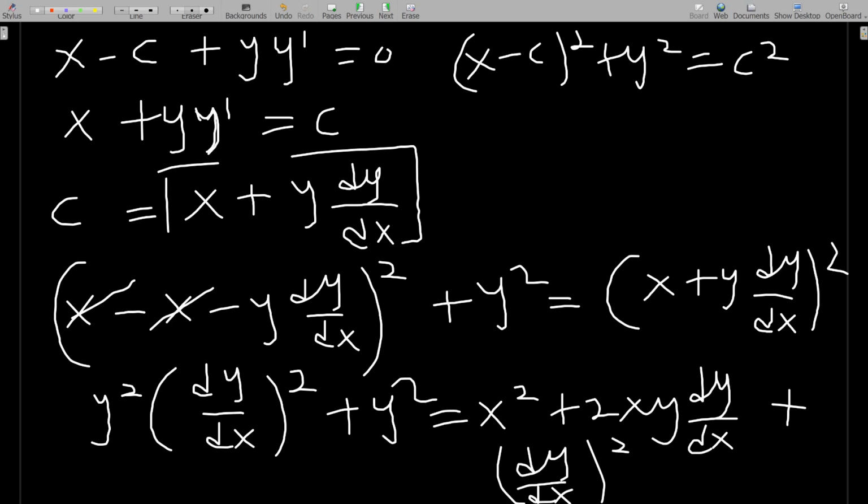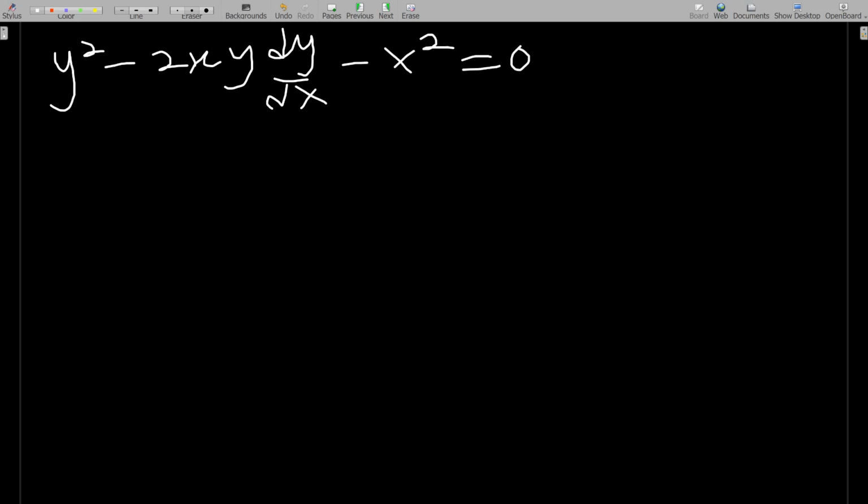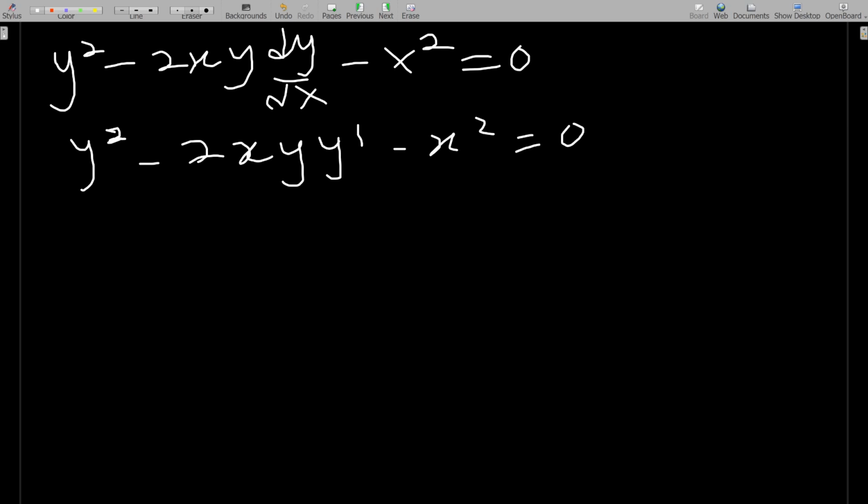So if you simplify, like I've already simplified this, you can group like terms, and when you group like terms and do everything, you have y squared minus 2xy dy/dx minus x squared is equal to 0 to be your differential equation. Very, very simple like that. So some people would simply write it like this: y squared minus 2xy y prime minus x squared is equal to 0, and there is the differential equation. In all, we've been able to eliminate the constant c.